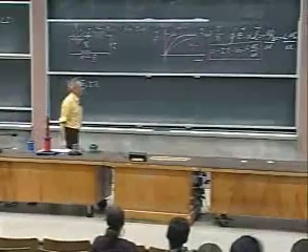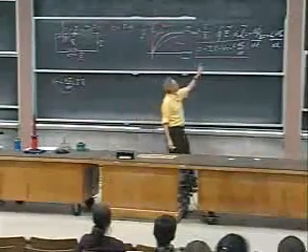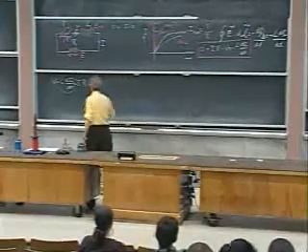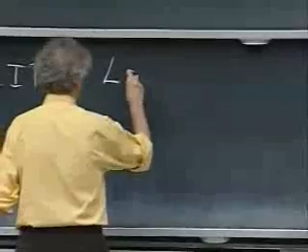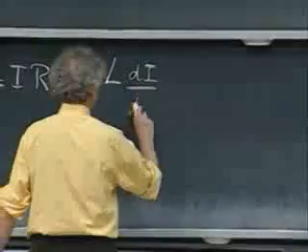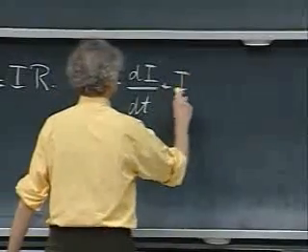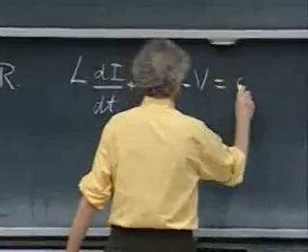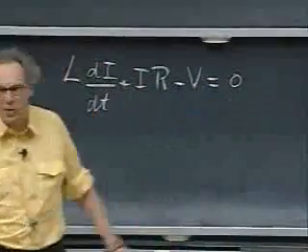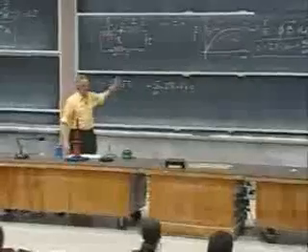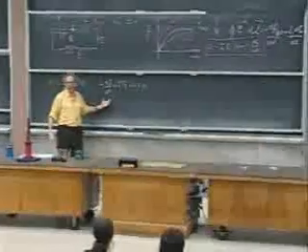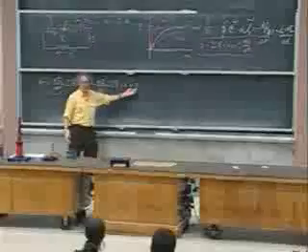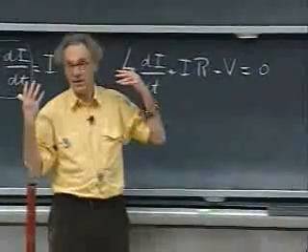And what is often done is that you bring all the terms to the left side and you get a 0 on the right side. And so what you often see is that L di/dt plus IR minus V equals 0. And because we have a 0 here, some physicists think that this is an application of Kirchhoff's rule, which is nonsense. You can always make a 0 here by bringing all the terms to this side.